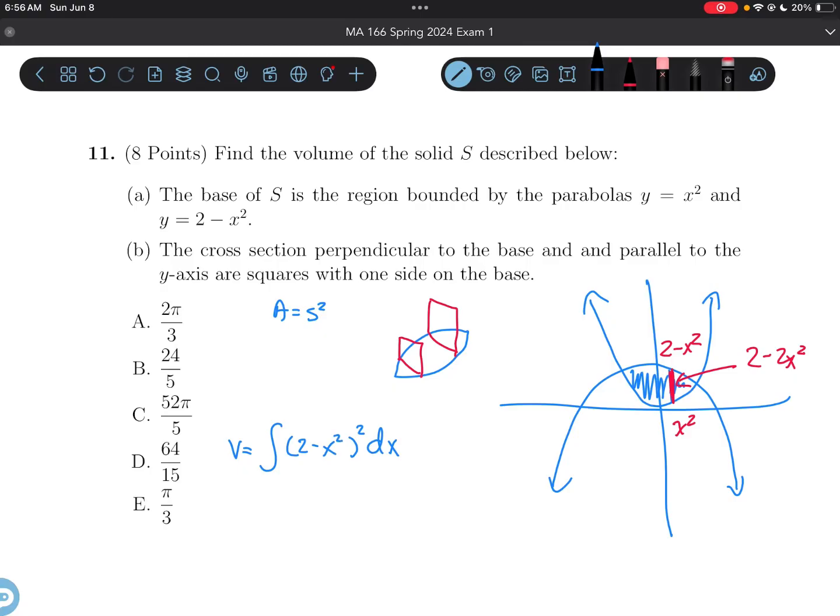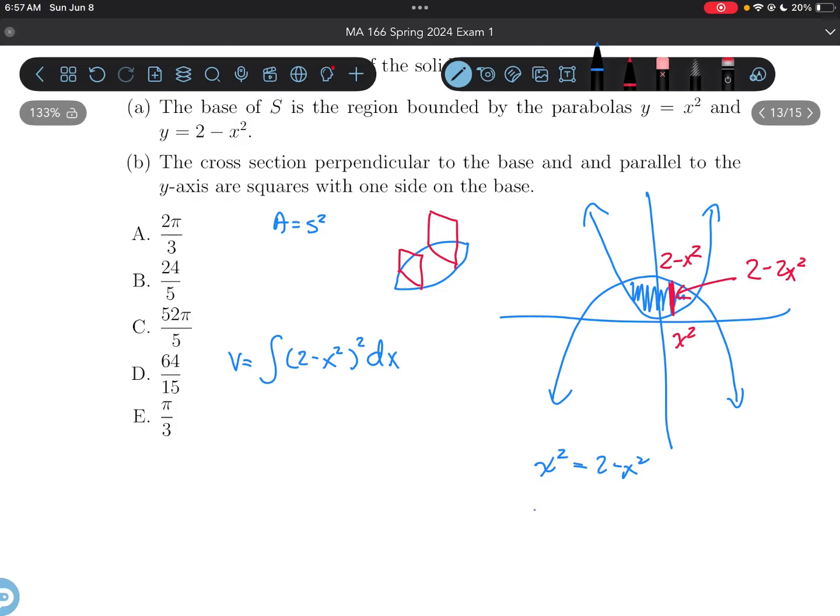We're almost done. The last thing to do is find our bounds. Where do we start for x? What are the upper and lower bounds? We do that by setting the two equations equal to each other. If I set x squared equal to 2 minus x squared, I get 2x squared minus 2 equals 0, or x squared minus 1 equals 0, which factored becomes this. So our bounds are x equals -1 and x equals +1.